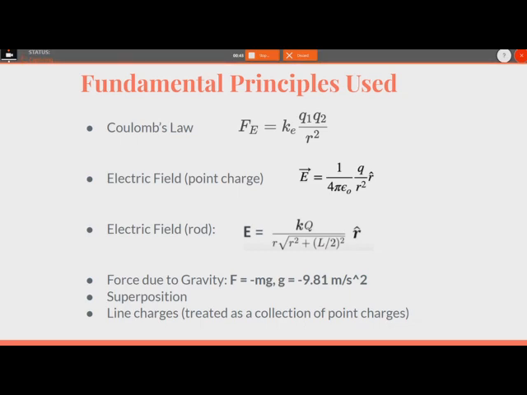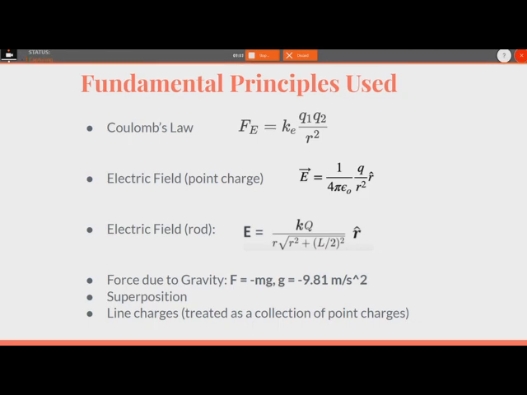and the electric field of a point charge, which is KQ over R squared times the R hat. And then we're going to use the electric field of a rod, which is different from lab 1, where it's E equals KQ over R times the square root of R squared plus L over 2 squared times R hat. And then we're going to use the force due to gravity, which is, of course, F equals negative mg, where g equals negative 9.81 meters per second squared.